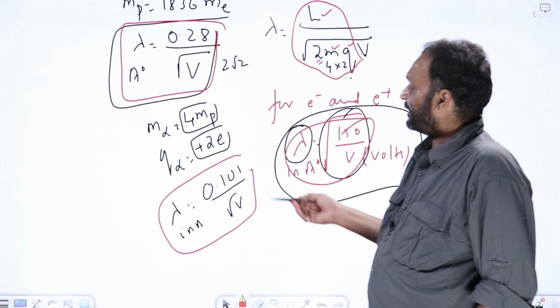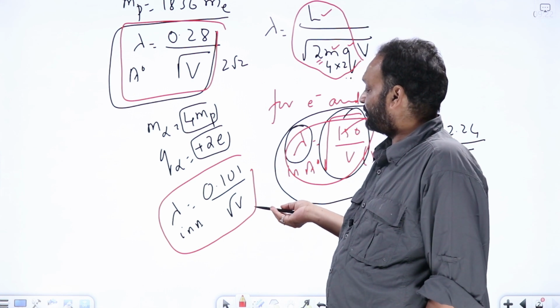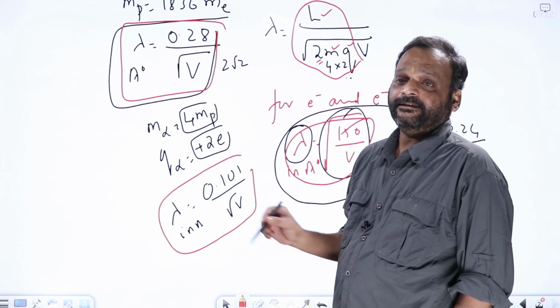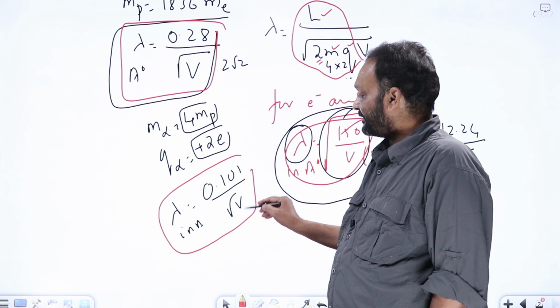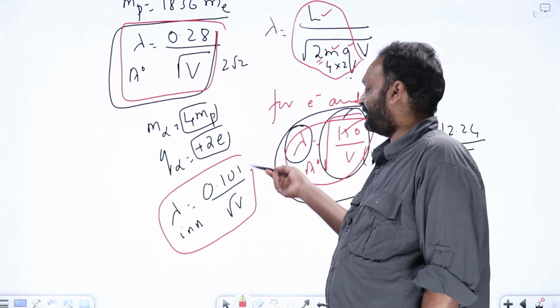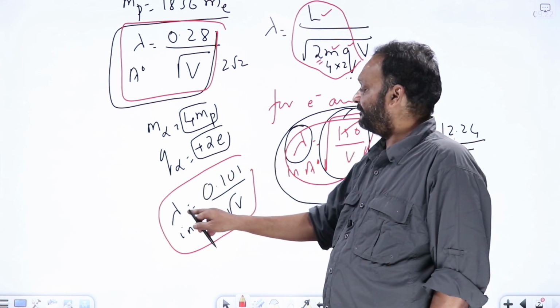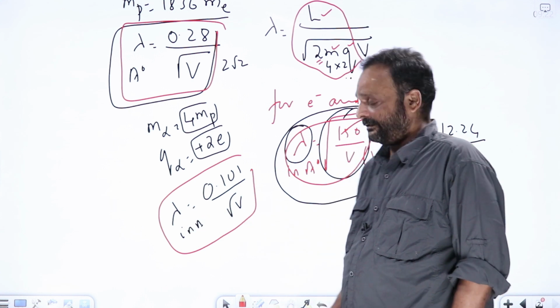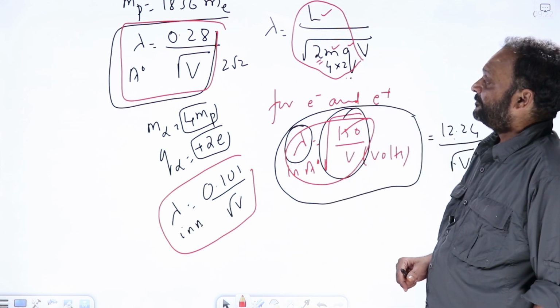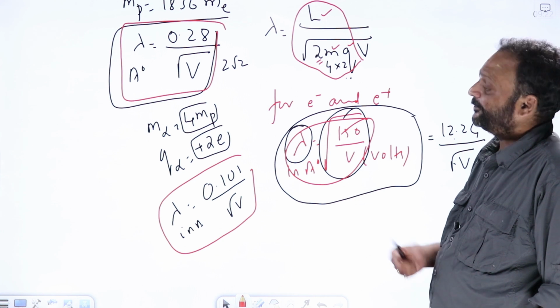So for an alpha particle accelerated through 100 volts, what is its de Broglie wavelength? Root 100 is 10, so 0.0101 angstroms will be the de Broglie wavelength of the particle. Okay, alpha particle. Now what about neutrons?